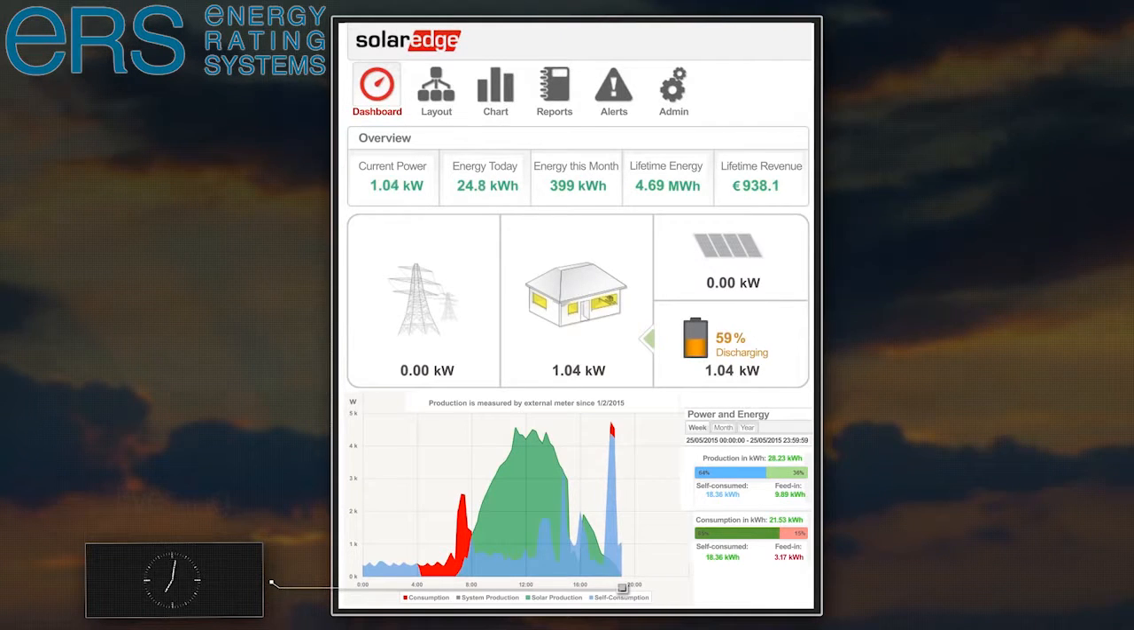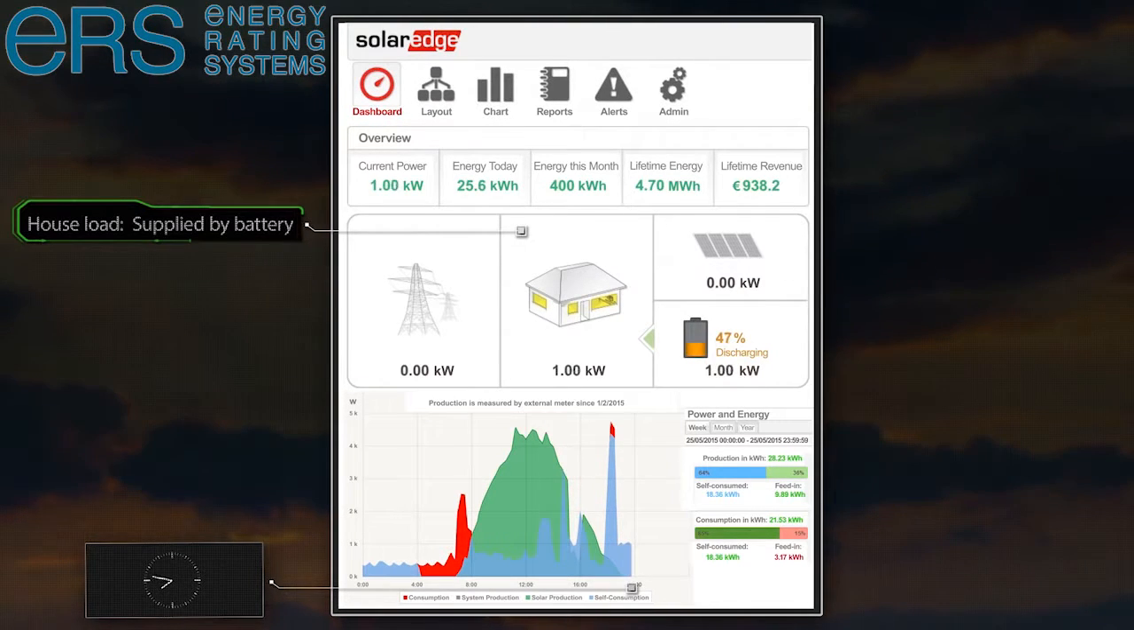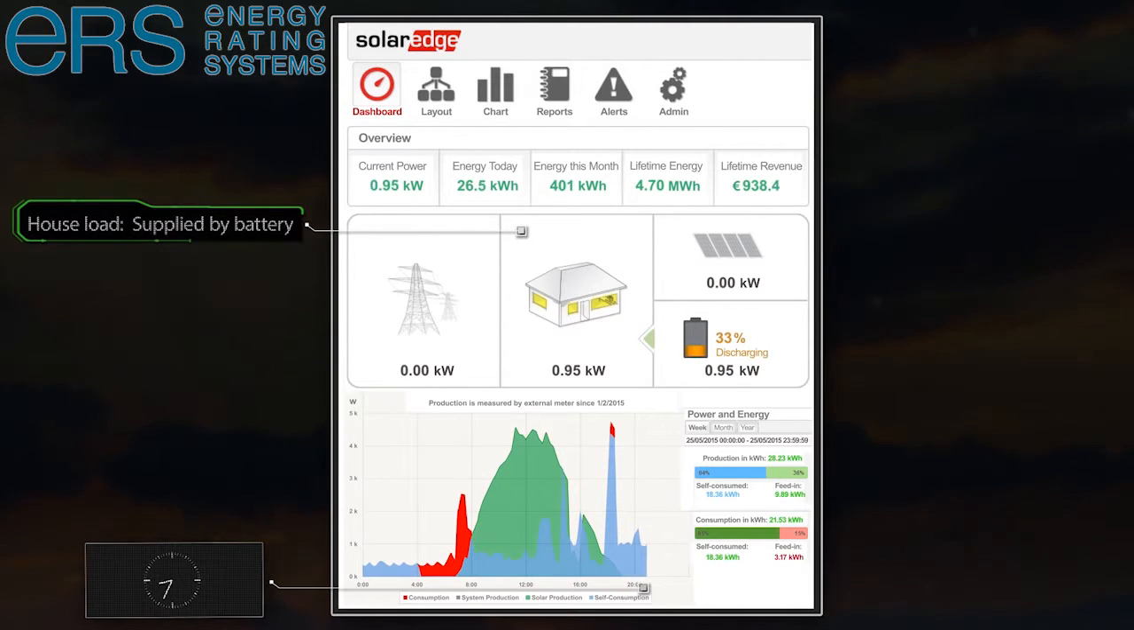As the sun sets, PV production has dropped to 0. With household consumption relatively low, the battery alone is able to supply the house loads without any need for the grid.